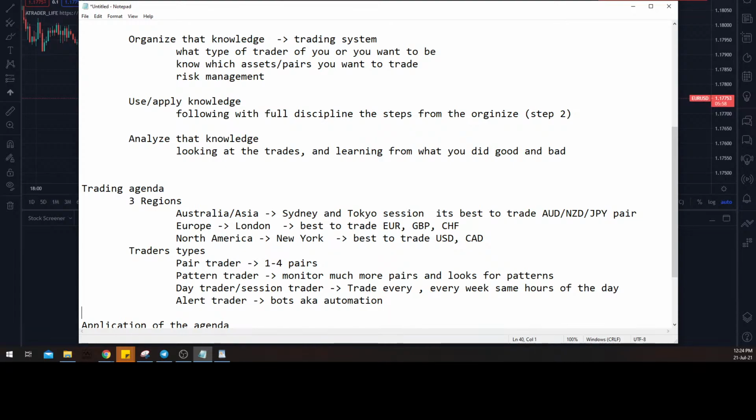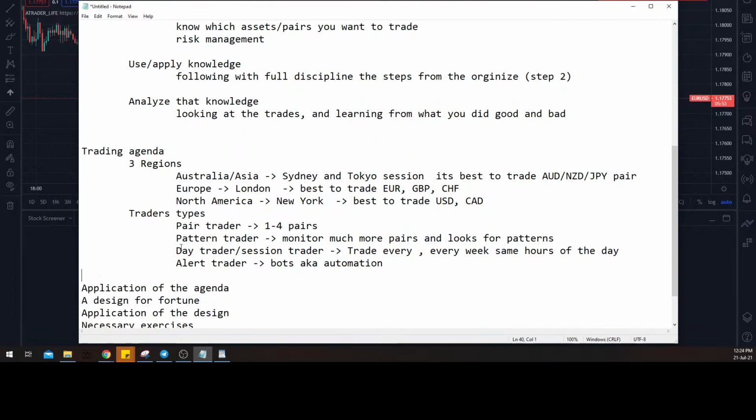Now, like I said, when to trade, I just specified. You are supposed to trade best the pairs that belong to their sessions. So in this case, we have the pairs and what to trade. Now, since we have the agenda, let's go and take a look at the application of that agenda.